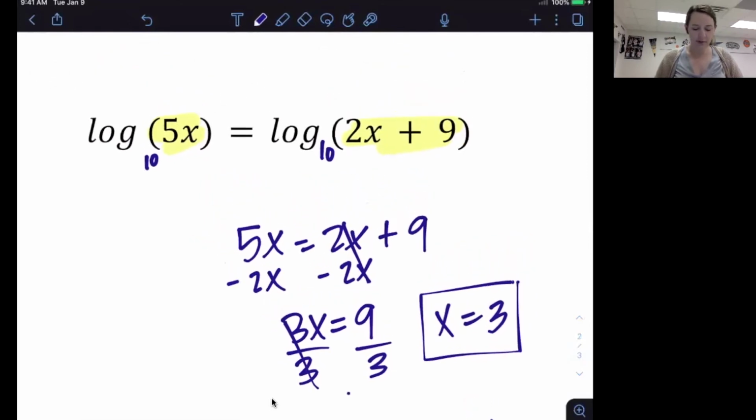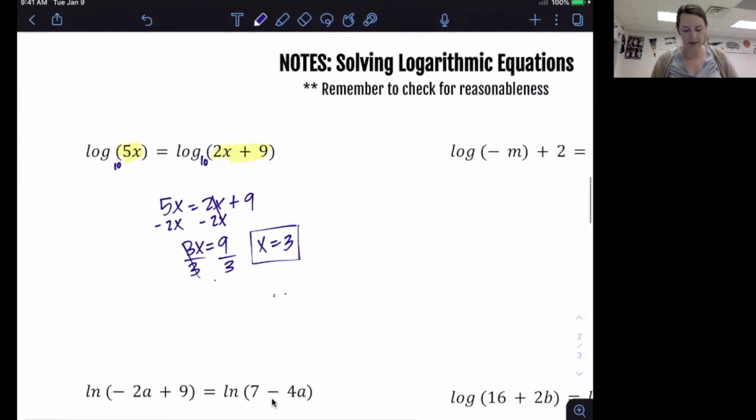So if I plug a 3 in, I get 15 on the left and 15 on the right. So log of 15 is equal to log of 15. That is a true statement.